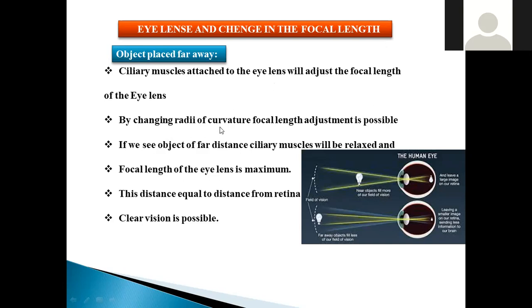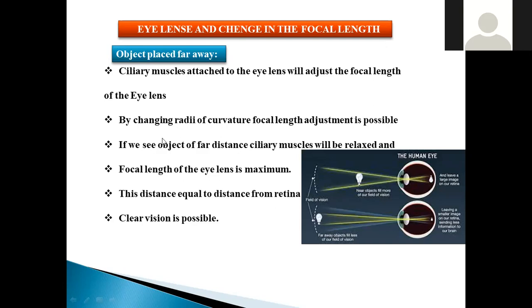By changing the radius of curvature, adjustment of the focal length is possible. When we are adjusting the radius of curvature, this radius of curvature is present on the surface of the ciliary muscles. By changing its radius, it is possible to adjust this focal length.